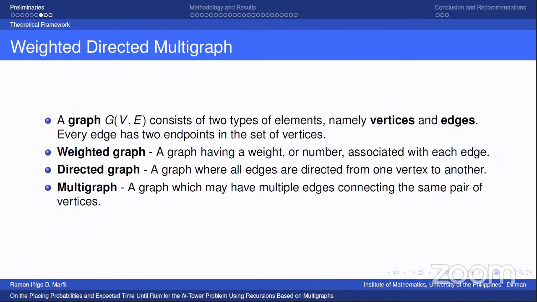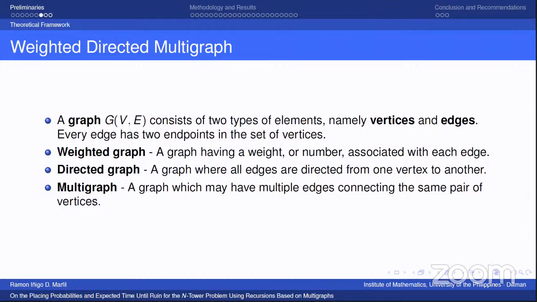So first, what is a weighted directed multigraph? For this, define muna natin kung ano ibig sabihin ng graph. So a graph G with elements V and E consists of two types of elements. So yung V ay yung vertices, yung E naman ay yung edges. And every edge has two endpoints in the set of vertices.